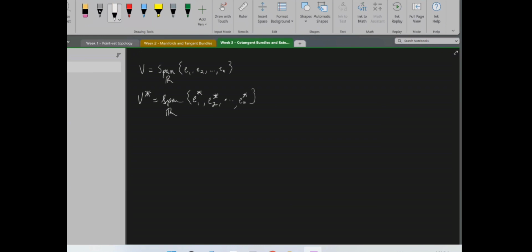And the idea is that you want to show that this is a vector space, right? Of course, I mean, kind of, almost obviously is, but we need to actually check that this forms a basis.